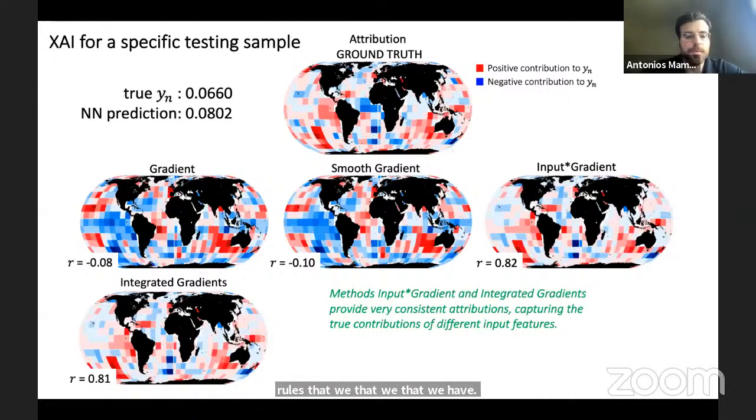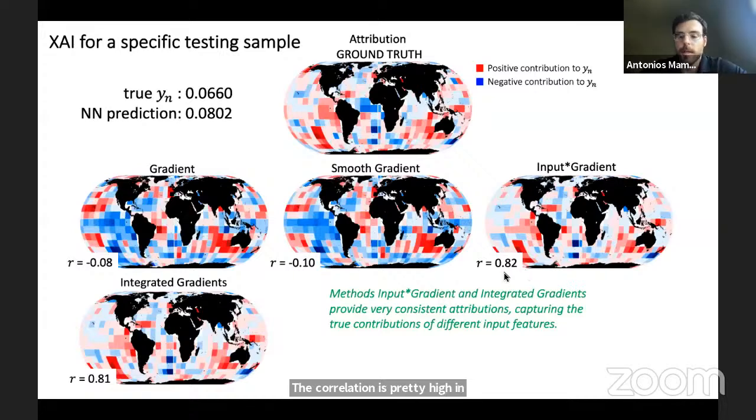The next two methods, input times gradient and integrated gradients, actually do very well. You can spot here the positive contributions of pixels in the Eastern Tropical Pacific. You can spot the negative contributions in the tropical Atlantic and in the Southern Atlantic. All these are consistent with the ground truth. Over the Southern Indian Ocean, both of these methods return positive contributions, as is also the case for the ground truth. So these two methods actually provide consistent results. The correlation is pretty high.